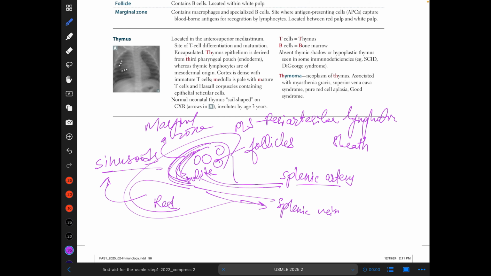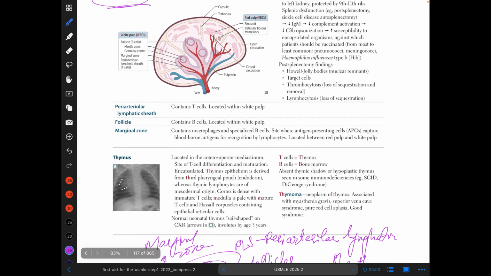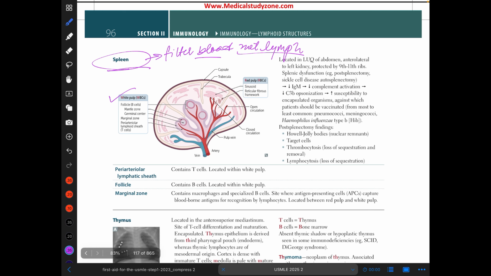Okay. The spleen has two parts, white and red pulp. The white pulp has three parts: follicles, the periarterial lymphatic sheath and the marginal zone, and red pulp only has one important part, that is sinusoids. In the white pulp, the follicle is going to make the B cells, and the follicle has the mantle zone and germinal center as in the lymph node. That is the mantle zone, and in between it is the germinal zone. Then the marginal zone and periarterial lymphatic sheath are for the T cells. And in the red pulp there are sinusoids, a reticular fibrous framework.